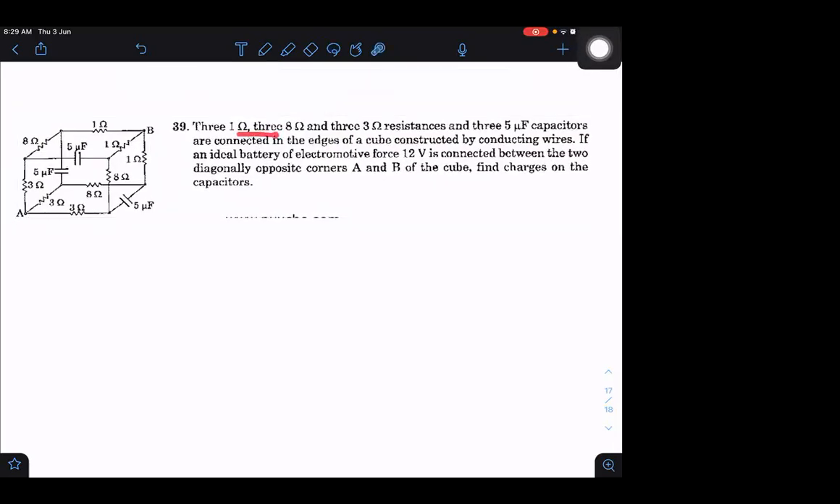One ohm, 8 ohm and 3 ohm resistances and 5 microfarad capacitors are connected in such a network, with an ideal battery of electromotive force 12 volt connected between the two diagonally opposite corners A and B of the cube. Find the charges on the capacitors. What will be the charges on the capacitors? 0, 1, 8 and 3.